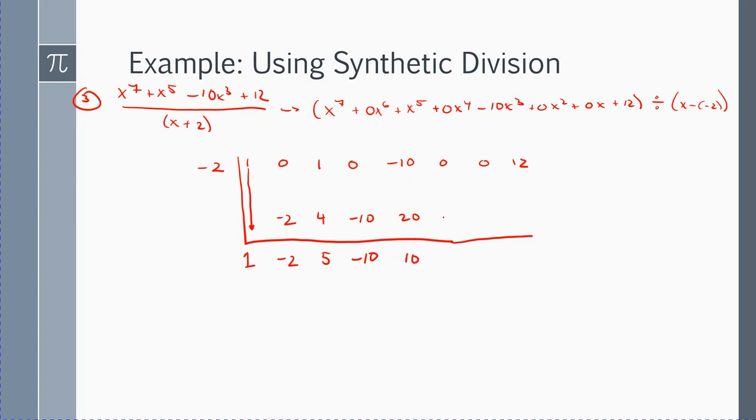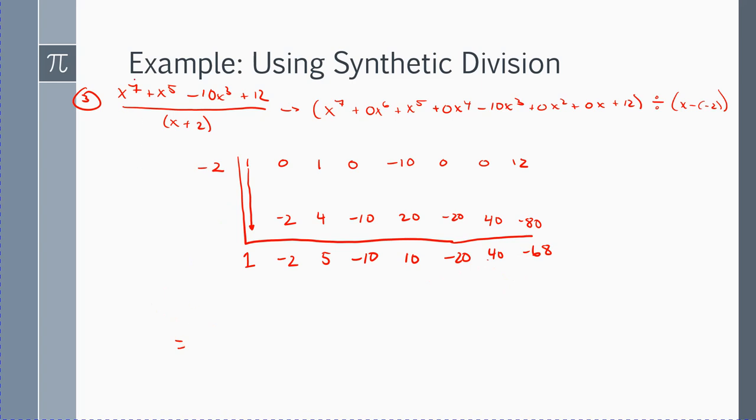Minus 2 times 10 gets me minus 20. Okay, 0 plus minus 20 gets me minus 20. Minus 2 times negative 20 gets me positive 40, right? So then 0 plus 40 gets me 40. And then minus 2 times positive 40 gets me minus 80. And 12 plus minus 80 gets me minus 68.